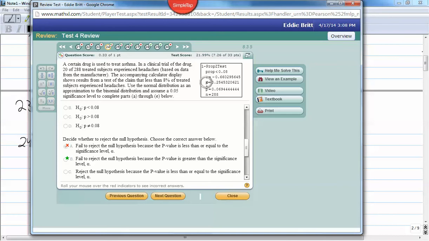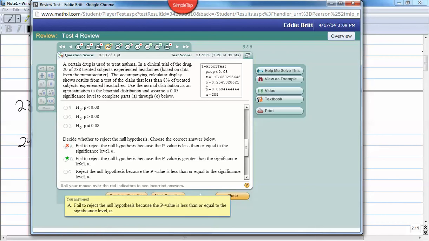So this is the p-value right here. P equals 0.254532. Well, that's way bigger than 0.05. So you need to do what? If that's bigger, then you fail to reject. All right, here's a statement down here. Fail to reject the null hypothesis because the p-value is greater than the significance level alpha.